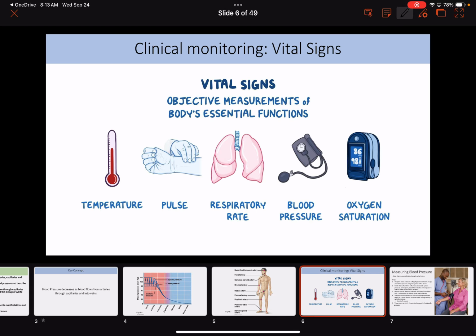All right, so vital signs. Vital signs are objective measurements of the body's essential functions. Temperature gives us a good idea of your health overall if you are fighting an infection or if there's some kind of inflammatory response going on. Pulse gives us an idea of how the heart's working. Respiratory rate as well. Blood pressure is what we're going to focus on today. After exam 1, when we get to the respiratory system, we'll talk about oxygen saturation, but we're not there yet.